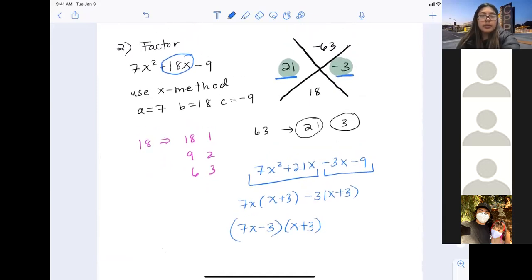So we have to factor, we use the x method and then the extension method because A was not 1. But that will always be the case. When A is not equal to 1, you're going to have to use extension. Okay. Moving on.